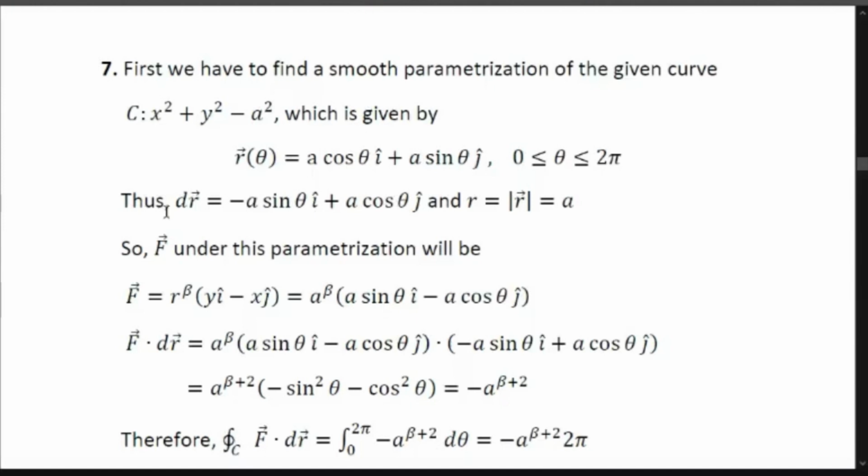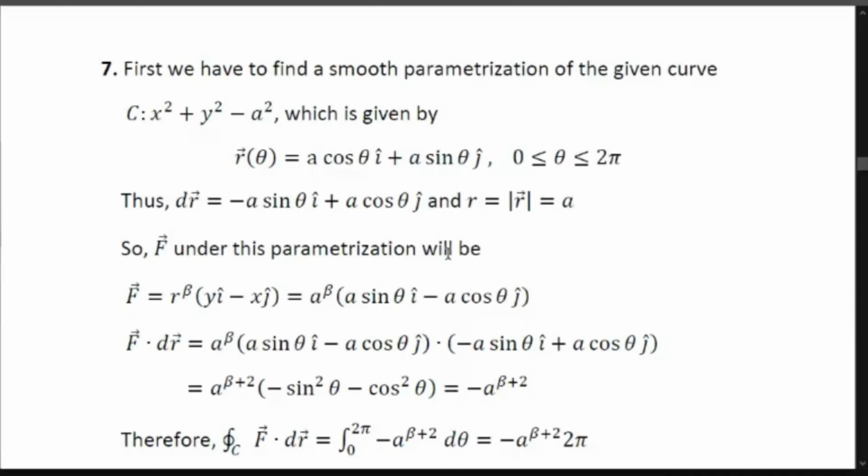Okay, so for dr, you have to differentiate the two coordinates of r with respect to theta. You will get minus a sin theta i plus a cos theta j. As I was saying, dr is actually dr by dt times dt. So that is the way to find dr. It will be a vector. And r is the magnitude of the vector r, so you will get the square root of a square cos square theta plus a square sin square theta, which is equal to the square root of a square, which is a.